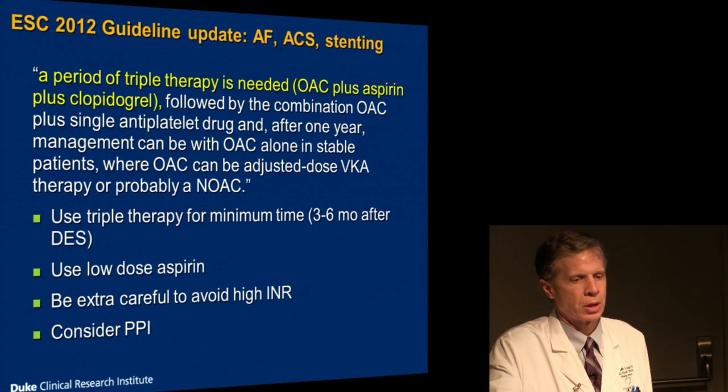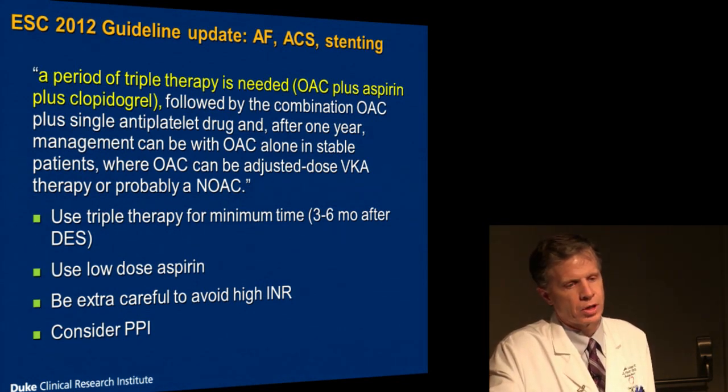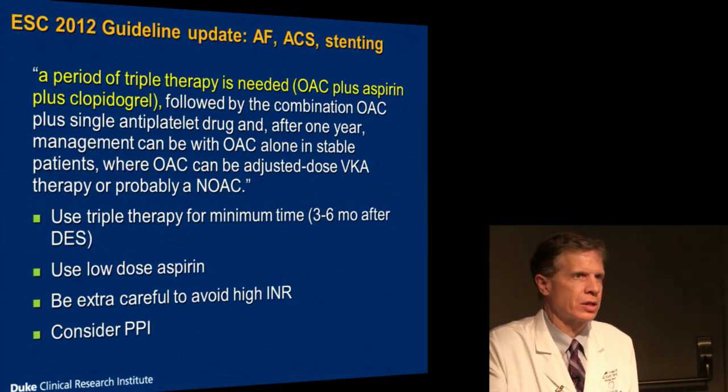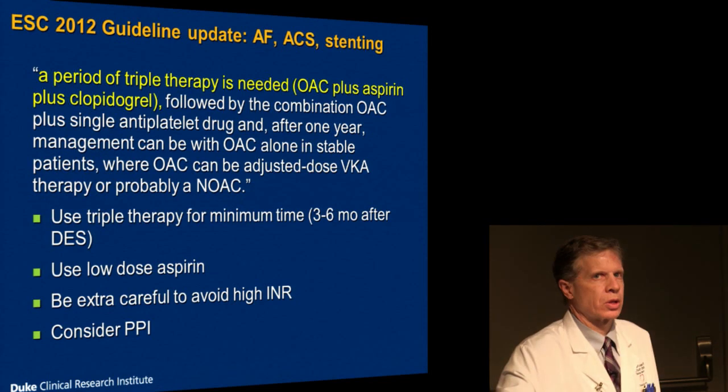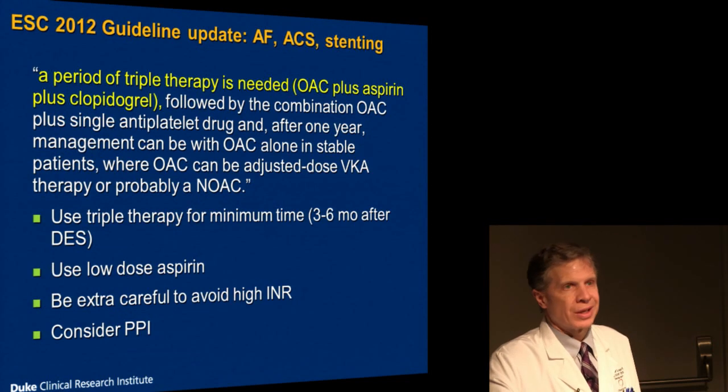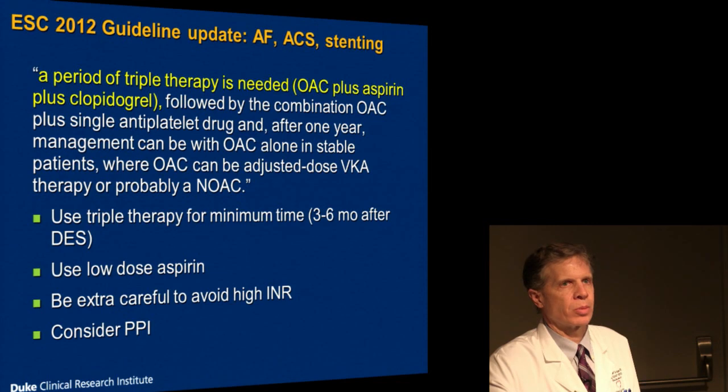So here's what the ESC guidelines say, and this is consistent with the US guidelines, that this period of triple therapy may be needed, followed by oral anticoagulation plus a single antiplatelet agent. And after a year, and this is an interesting recommendation that's really changed over the past couple of years, and I think it's correct, in somebody who has stable coronary disease and atrial fibrillation, you should really strongly consider using the oral anticoagulant alone. And that's true for warfarin. It's a little bit less clear whether it's true for the novel drugs, but I think it probably is true for apixaban and rivaroxaban. I'm not so sure about dabigatran, where there's a signal for somewhat more MI with dabigatran than with warfarin.